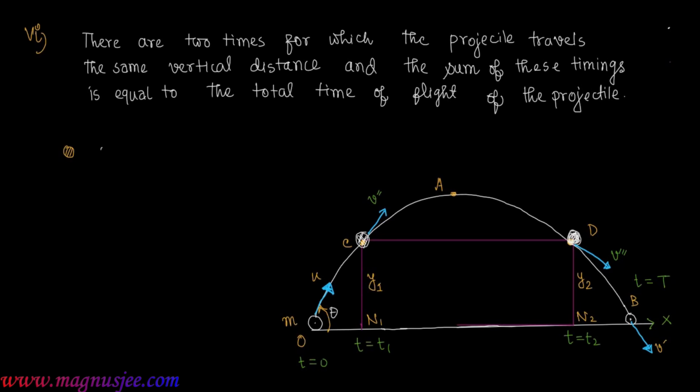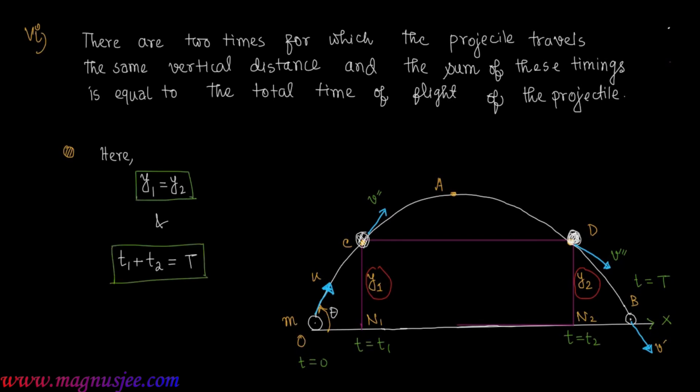Now, here y1 will be equal to y2, that is, the vertical distance traveled by the projectile at the points C and D will be the same, and the sum of these two timings, that is, small t1 plus small t2, will be equal to capital T. That is, the sum of these two timings will be equal to the total time of flight of the projectile.